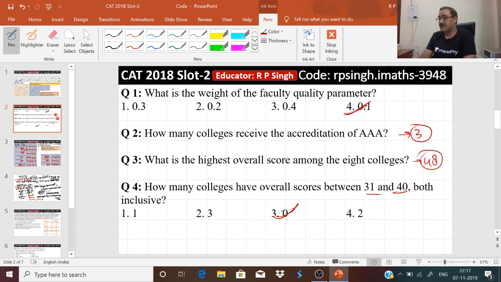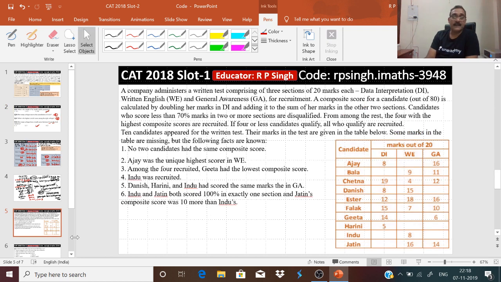I hope you understood this. If you have any problem, you can ask me. This is the set based on weighted average, and it was in CAT-18 evening slot. Now let us take another set, CAT-18 morning slot. It was also based on weighted average. So guys, let me read the set, and I will explain. I will give you the method how to approach the question easily.